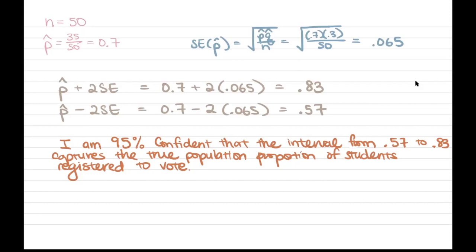This is huge. Obviously, there's more to this. We haven't checked conditions or anything like that. So we actually can't quite make this statement with 100% confidence yet. But if those conditions were met, then yes, we would be able to make this statement that we're 95% confident that the majority of students are registered to vote. In fact, it seems likely the vast majority.